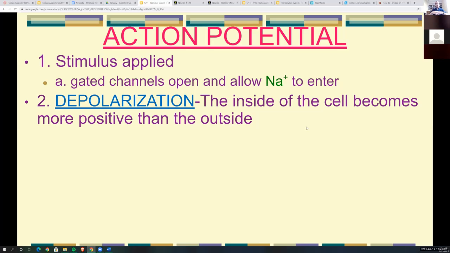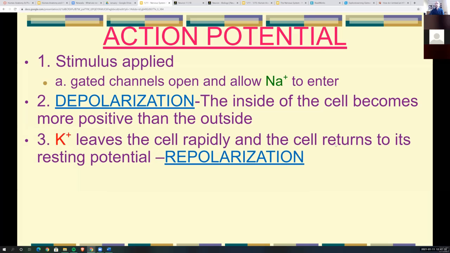The inside of the cell becomes now more positive than the outside of the cell. It has flipped the polarization upside down. We started polarized with positive on the outside, negative on the inside. We flip because all the sodium floods into the inside of the cell, the axon membrane, and then it creates an overall positive charge on the inside for just a little spot, and then a negative charge outside.